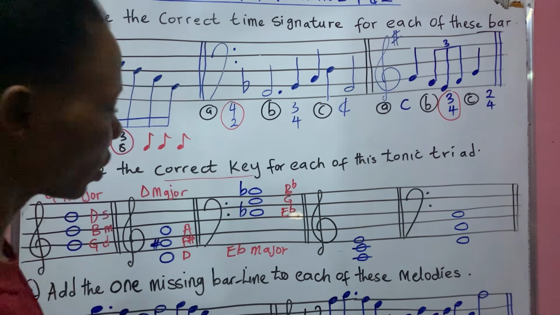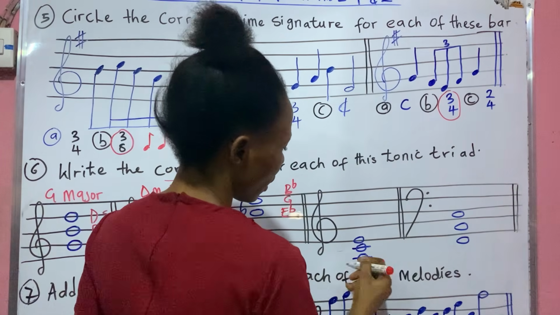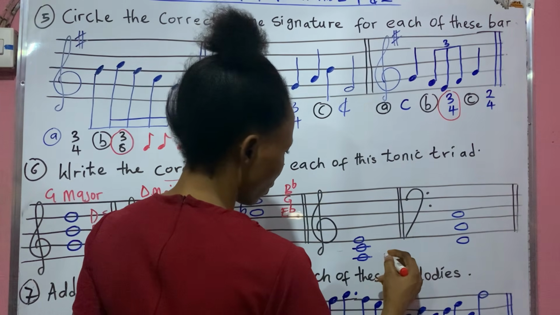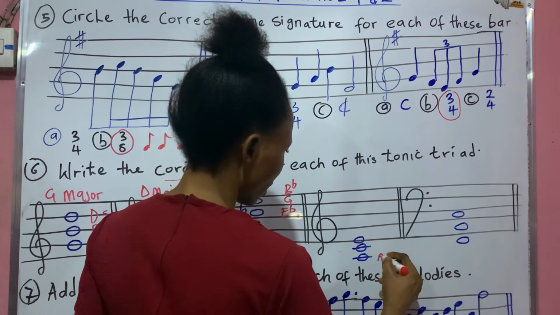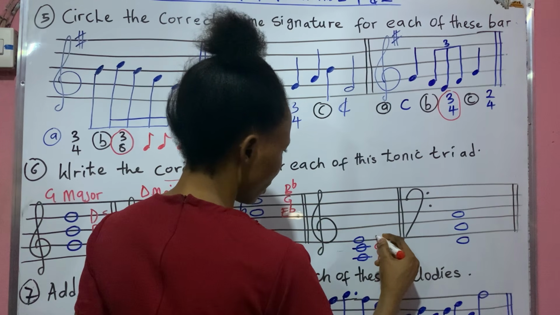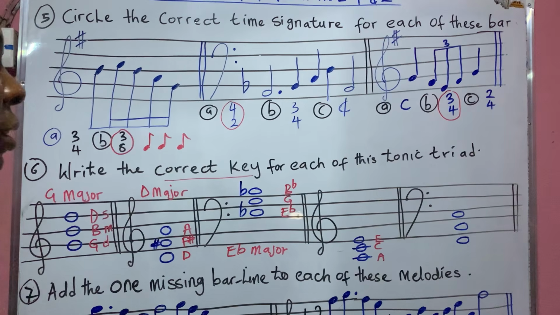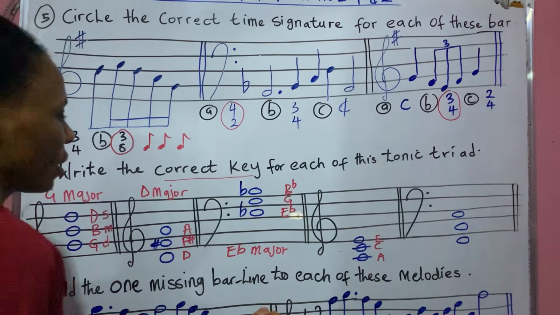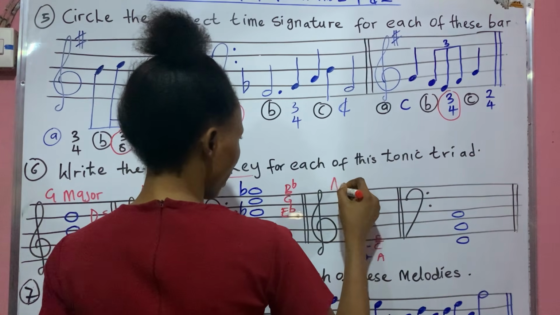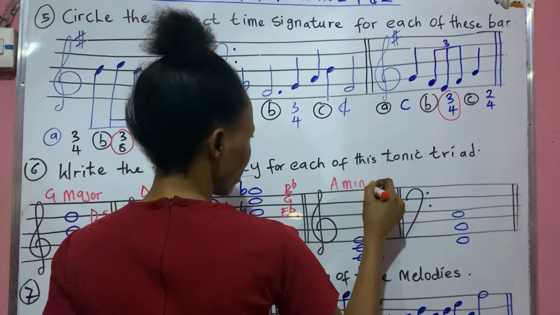The next one here is on ledger lines. I hope you're familiar with your ledger lines. This is A, and this is C, and this is E. Good. So A, C, E. What triad has this note combination? The answer to this one is A minor.